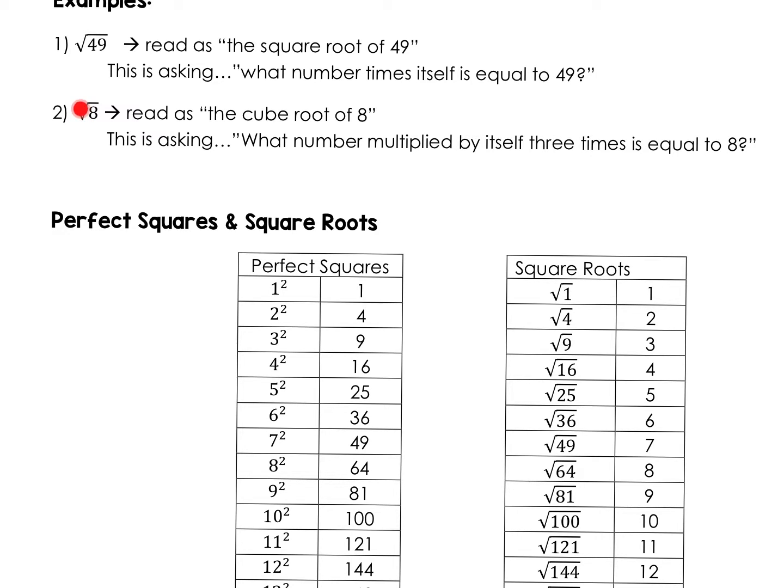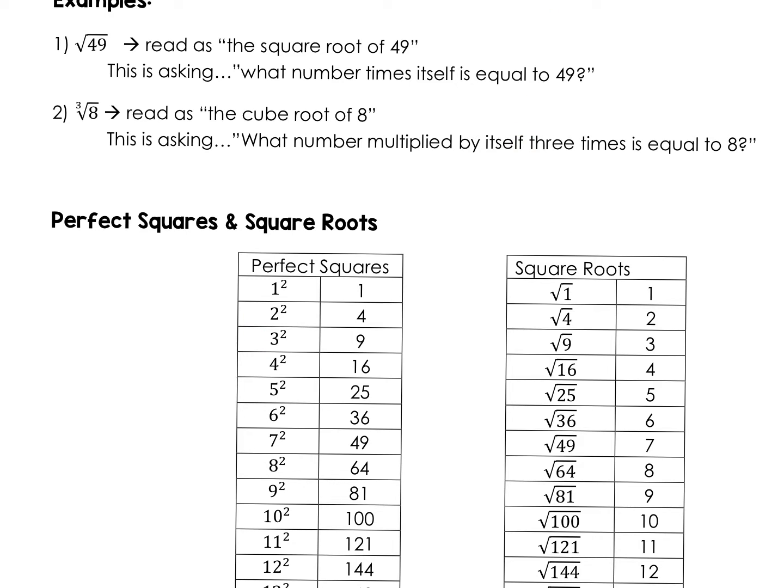The next one is the cube root of 8. So what this is asking you to find is what number multiplied by itself 3 times is equal to 8. So that's what the index means. A number gets multiplied 3 times to equal 8. In this one, it's a number gets multiplied twice to equal 49.